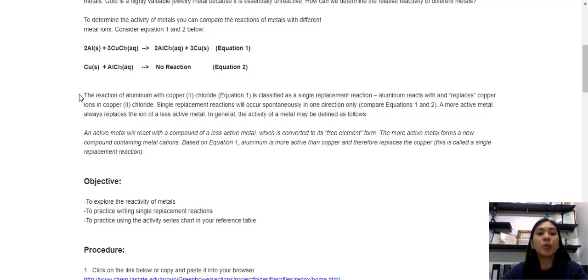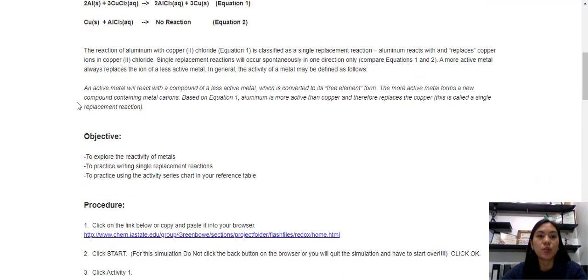It says here, the reaction of aluminum with copper(II) chloride is classified as a single replacement reaction. Aluminum reacts with and replaces copper ions in copper(II) chloride. Single replacement reactions will occur spontaneously in one direction only. A more active metal always replaces the ion of a less active metal. In general, the activity of a metal may be defined as follows: an active metal will react with a compound of a less active metal, which is converted to its free element form. The more active metal forms a new compound containing metal cations. Based on the first equation, aluminum is more active than copper and therefore replaces the copper. This is called a single replacement reaction.